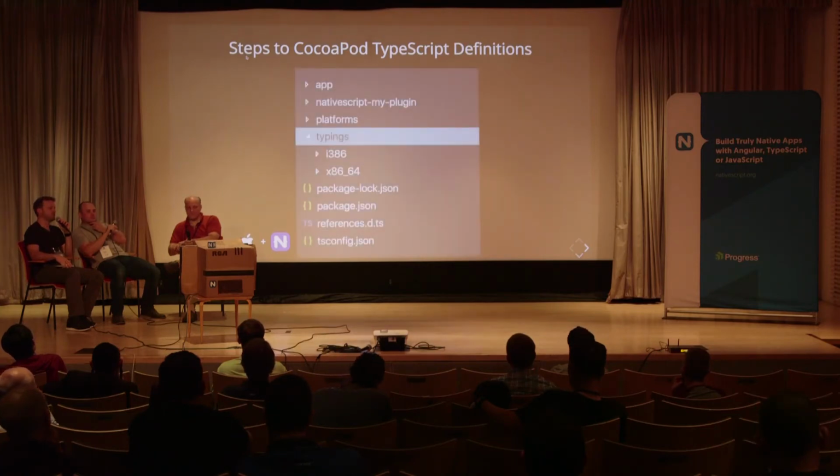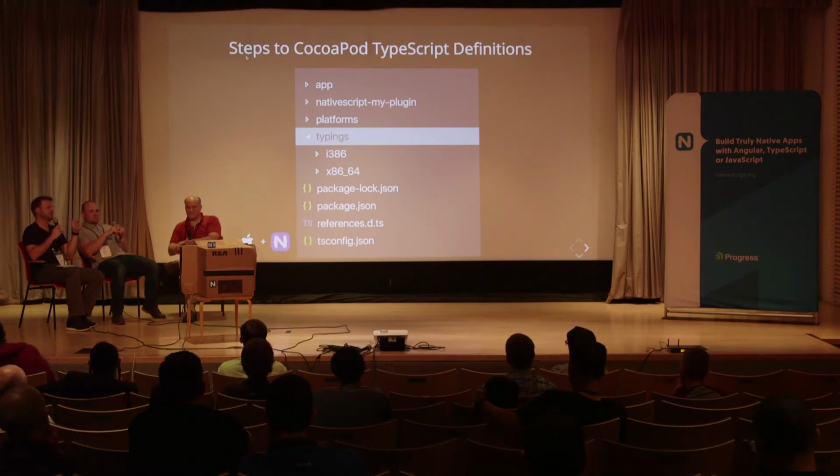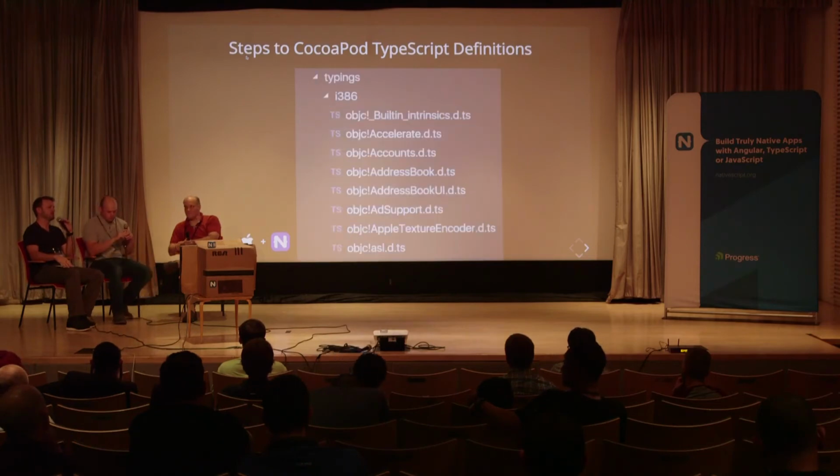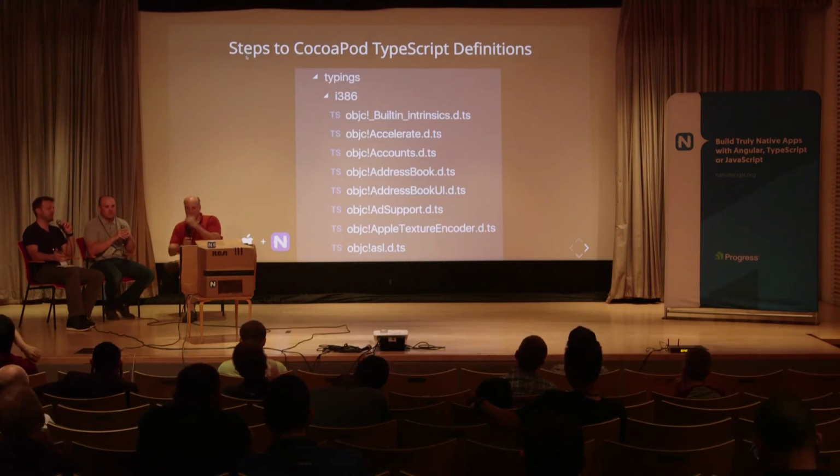So what that's going to do is generate this typings folder. This typings folder is going to have 2 folders in it, one for the simulator, which is i386, and then you've got the ARM architecture, that's x86_64. That's generally for a device. The difference between them does not matter. I would pay no attention to it, because generally all you need is everything that's inside one or the other. We're just going to look inside i386.